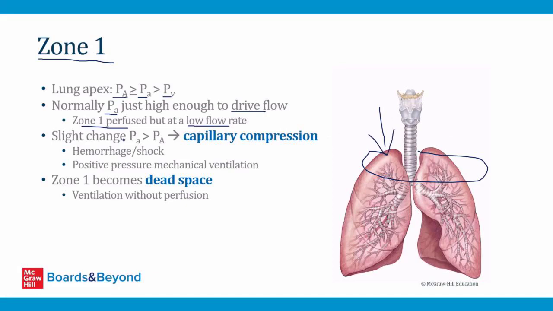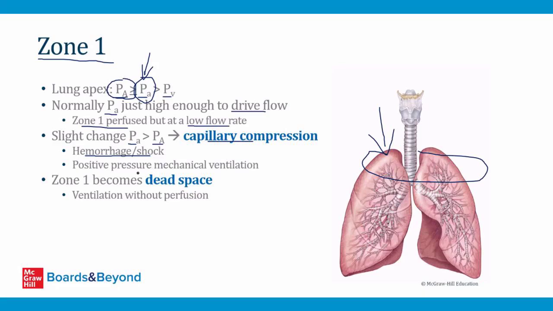If, however, there's a pathologic state that changes P sub a or P sub big A, this can lead to capillary compression. So for example, in a person who's in hemorrhage or who has shock, P sub a, the arterial pressure, can go down. And when this happens, the alveolar pressure of gas can become higher than P sub a, and this will compress the capillaries, and you will stop having blood flow to the apices of the lung. This will create dead space.